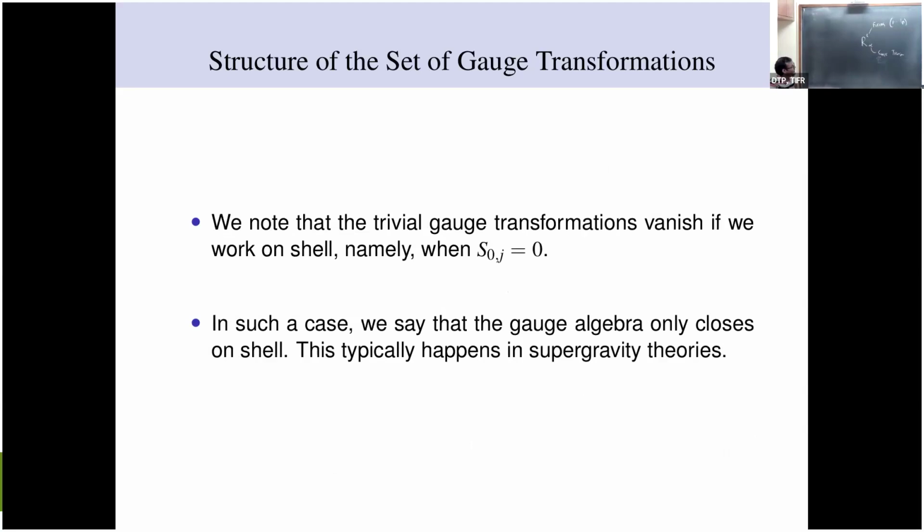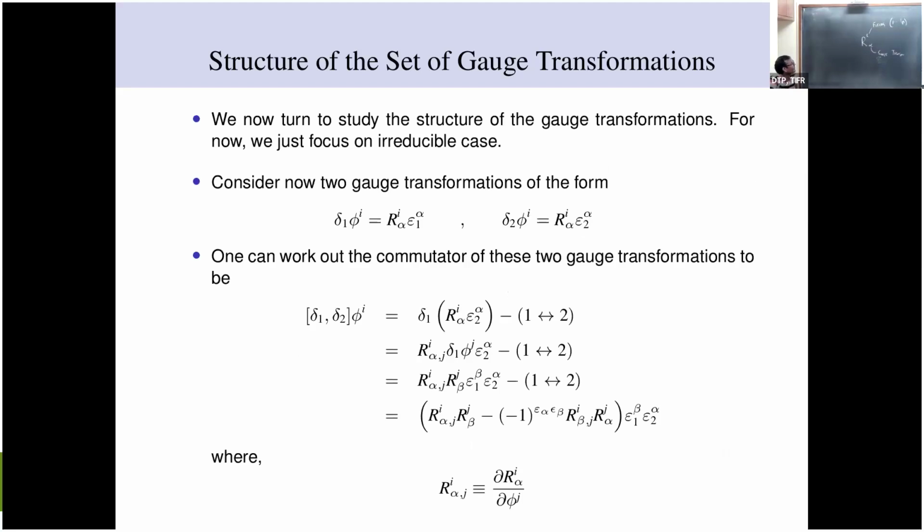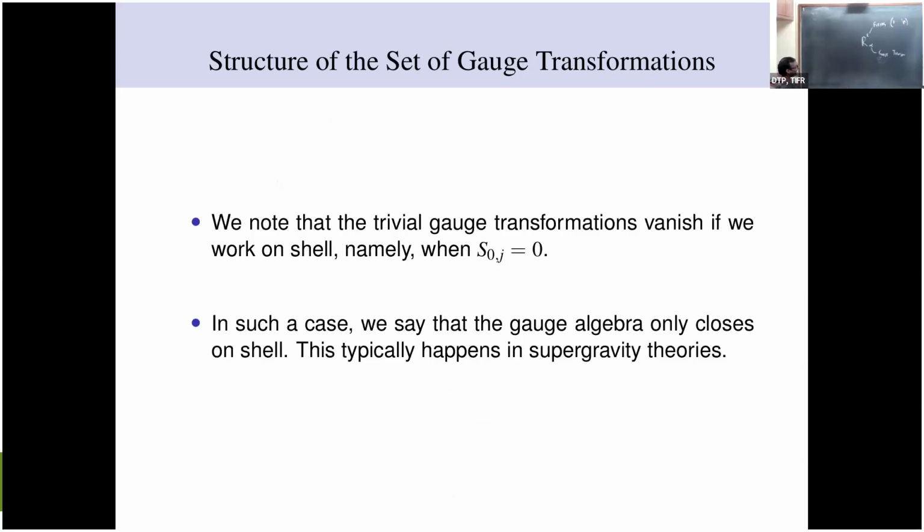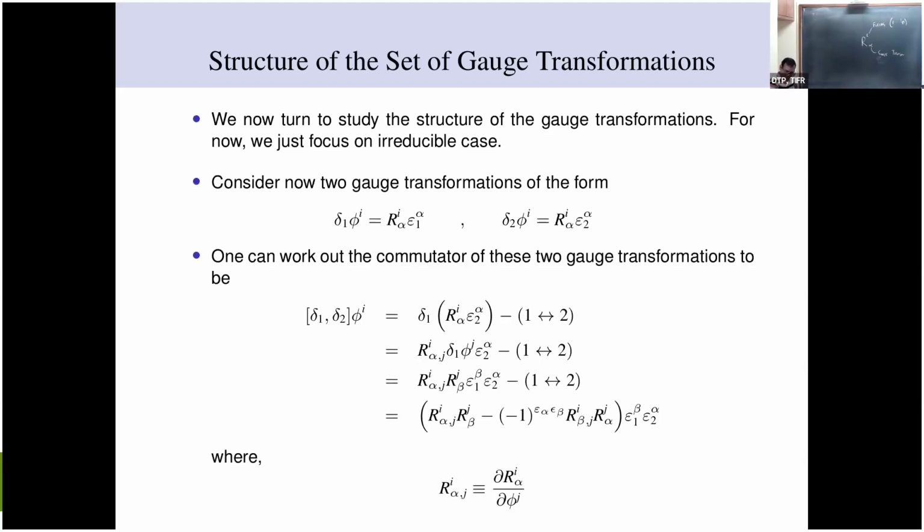Of course, this trivial gauge transformation will vanish if we are working on shell. So in such a case, we say that the gauge algebra only closes on shell, and this happens if you have these supergravity theories. Trivial gauge transformations vanish if we are working on shell, and we say that the gauge algebra only closes on shell. That's what I repeated.